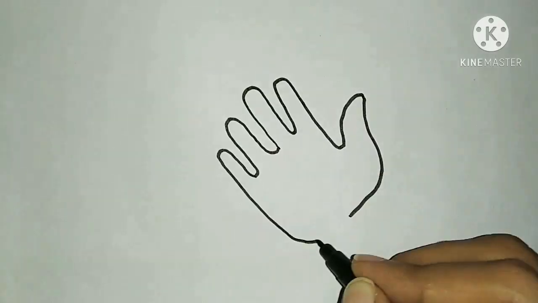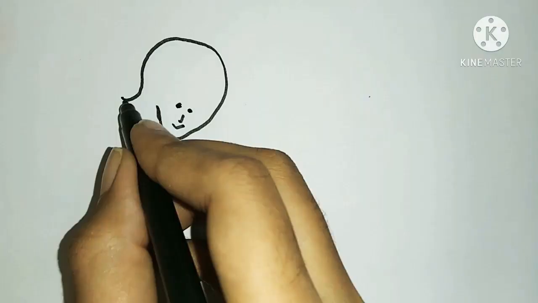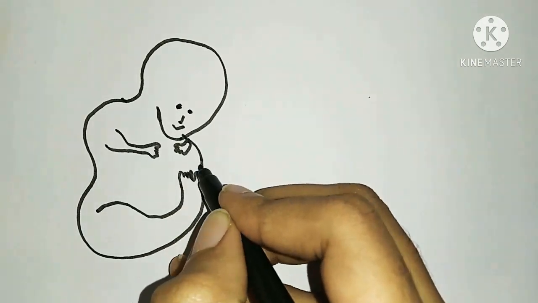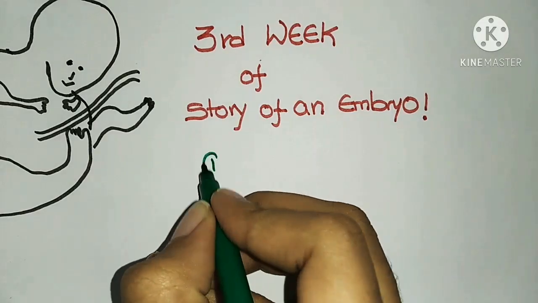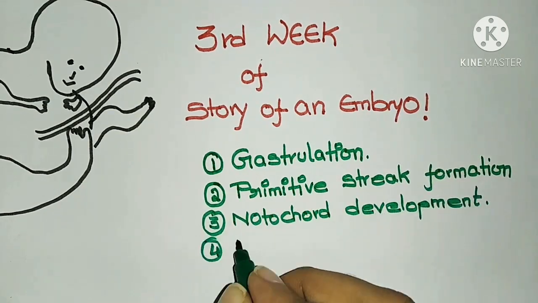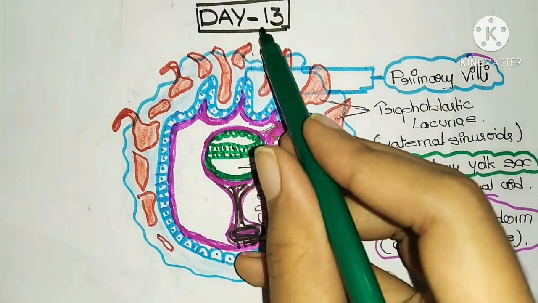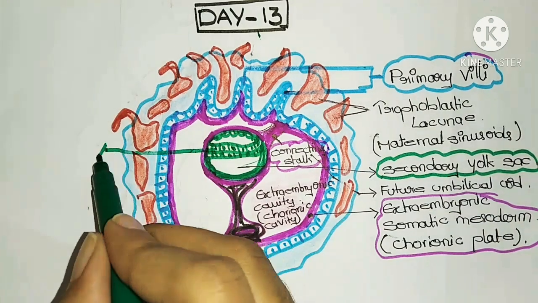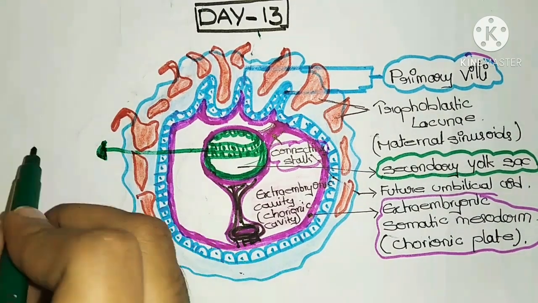Hello future doctors, embryo is back with the third week story. The most important events will occur in this third week. Those are gastrulation, primitive streak formation, notochord development and neurulation. In the second week story, we have seen up to day 13.